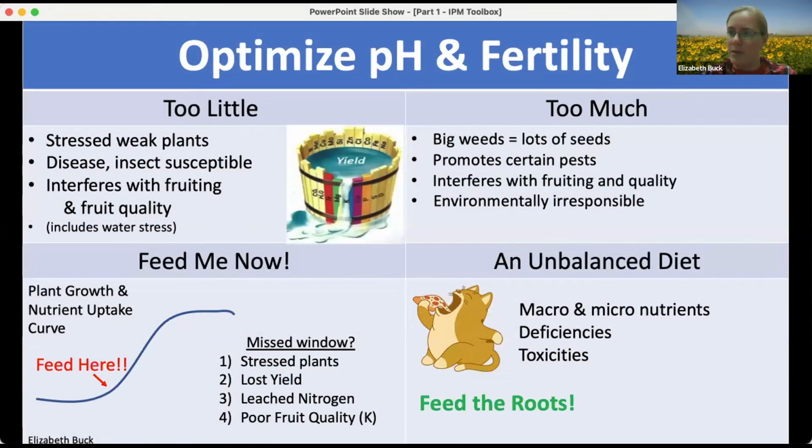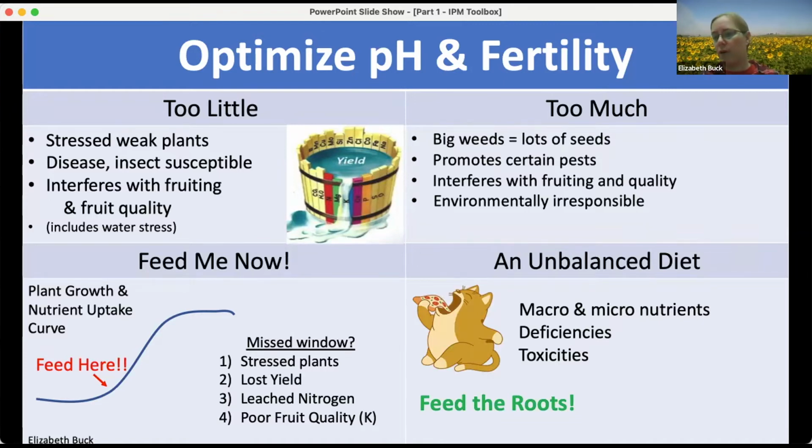So the next thing along the lines of fertility is it's really good to optimize the pH and fertility. It's all a question of balance, right? If you have too little of any given nutrient, the way we conceptualize it is a barrel. Every stave in the barrel, the planks in the barrel, is a different nutrient. You fill this barrel up with water. The lowest plank is where the water starts pouring out. And the water represents your yield, just like in this picture.